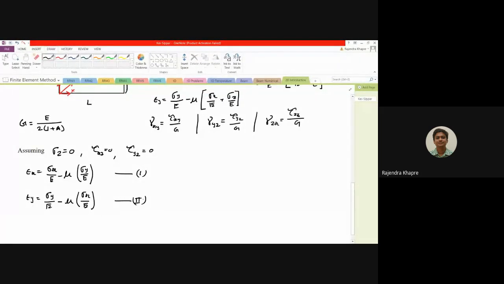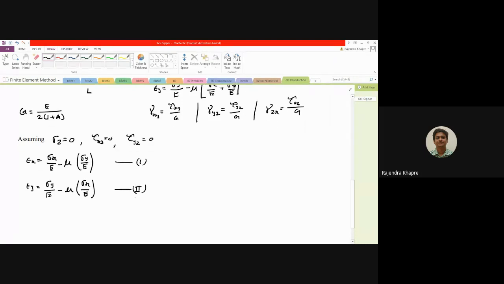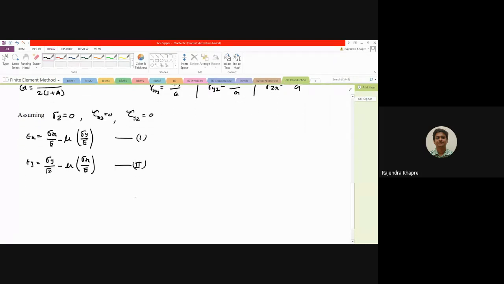Now what we can do is solve these two expressions, expression 1 and expression 2, and get the values of sigma x and sigma y in terms of epsilon x and epsilon y. Right now you have epsilon x written in terms of sigma x and sigma y, and epsilon y written in terms of sigma x and sigma y. So I'm just solving both these expressions.